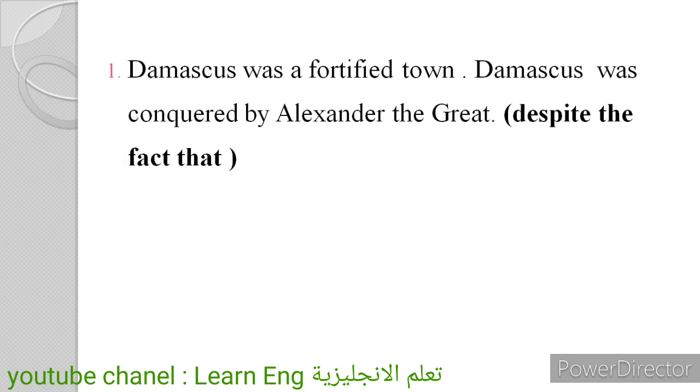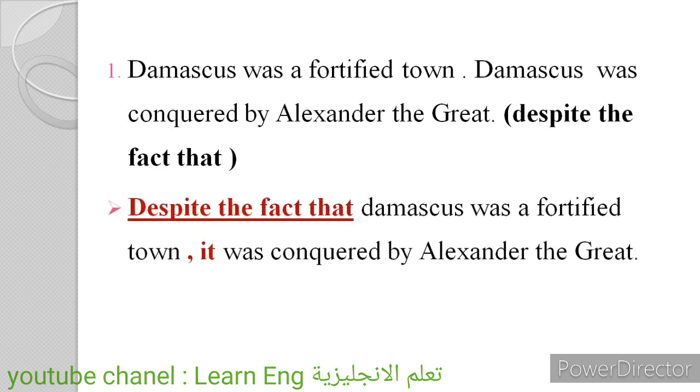Damascus was a fortified town. Damascus was conquered by Alexander the Great. Here you have to use the words despite the fact that. Start with this word, use it at the beginning of the sentence as I said. Despite the fact that Damascus was a fortified town, it was conquered by Alexander the Great.